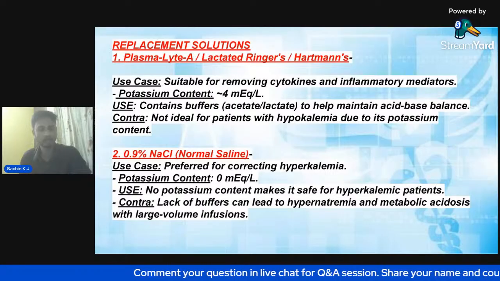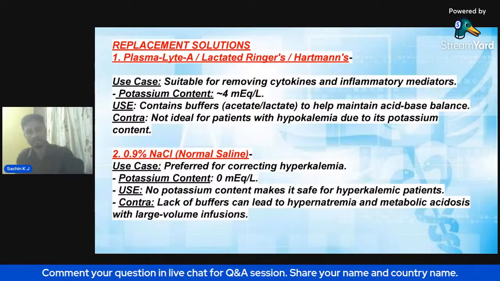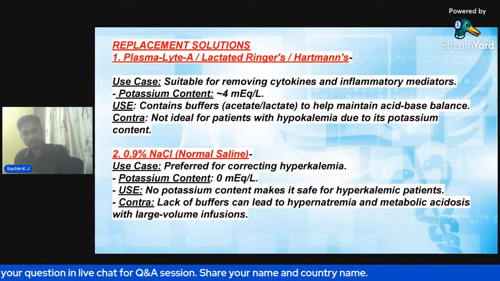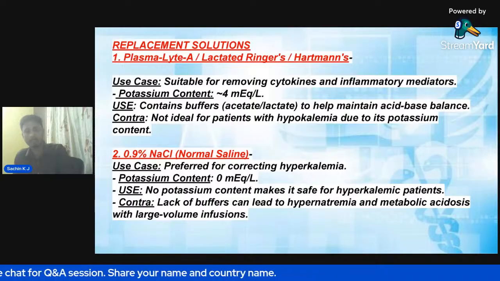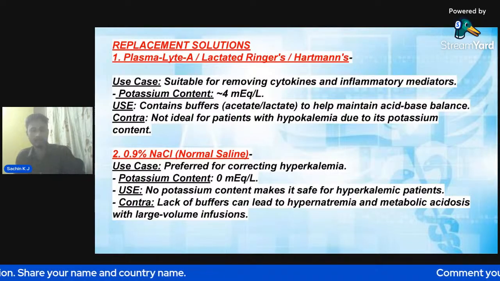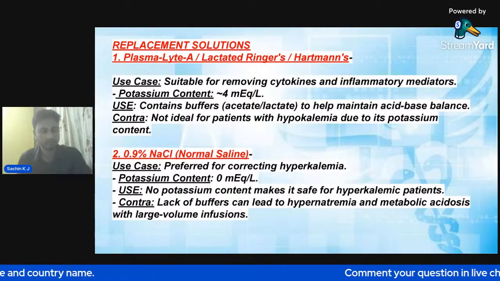And contraindications: it does not contain any buffer system. So lack of buffer can lead to hypernatremia and metabolic acidosis with large volume infusions. Next, sir.